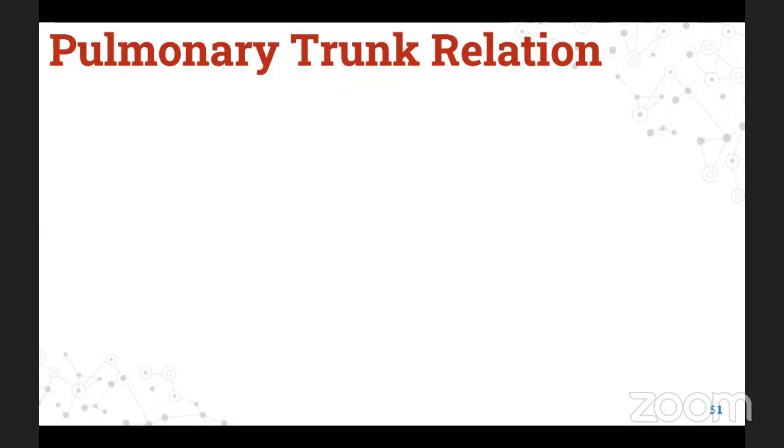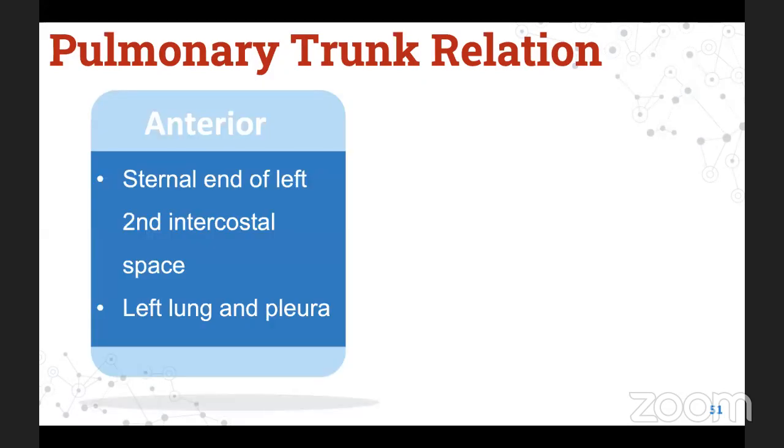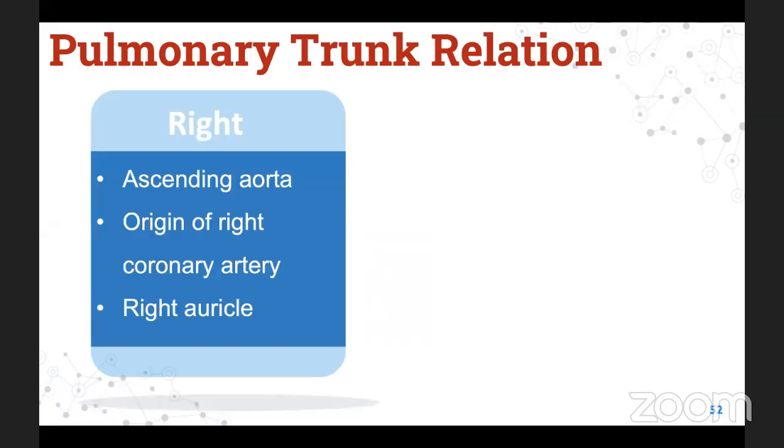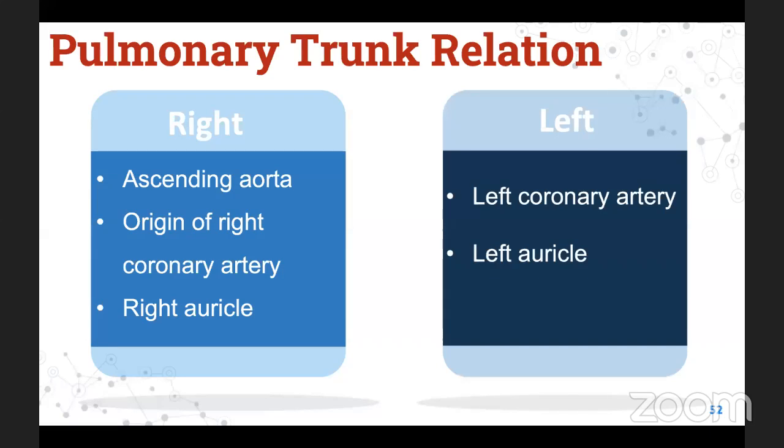Pulmonary trunk relations. Anteriorly, you will find the sternal end of the left second intercostal space and left lung and pleura. Posteriorly, you will find left coronary artery, ascending aorta, and transverse sinus of pericardium. On the right, you will find ascending aorta, origin of the right coronary artery, and right auricle. On the left, you will find left coronary artery and left auricle.